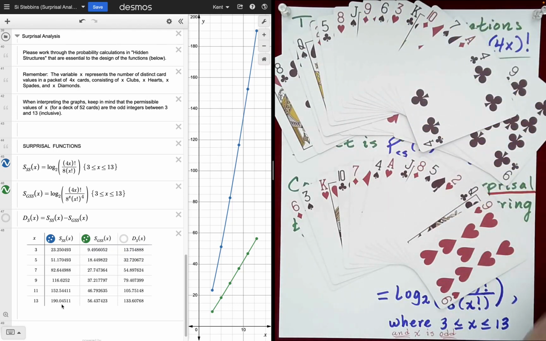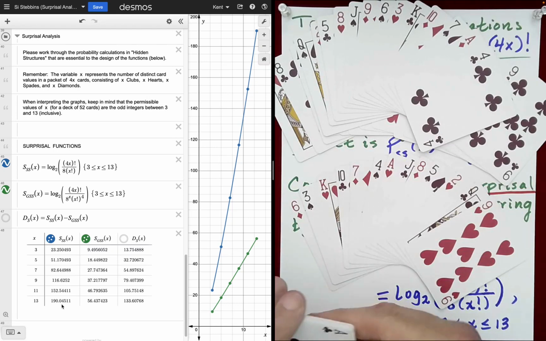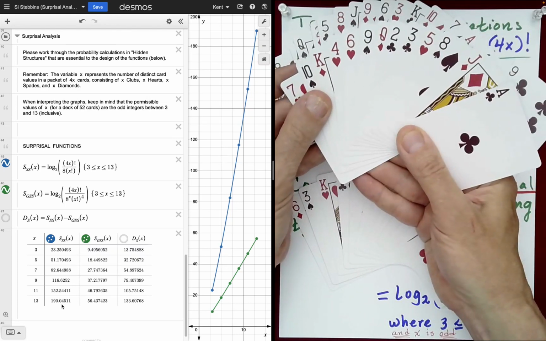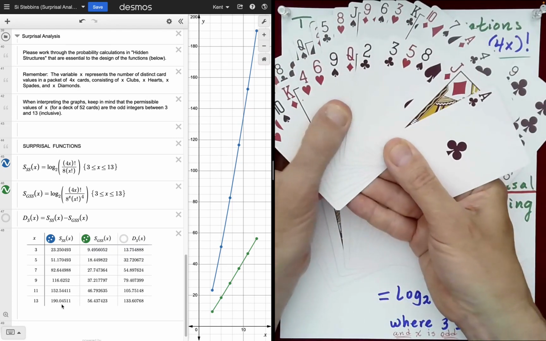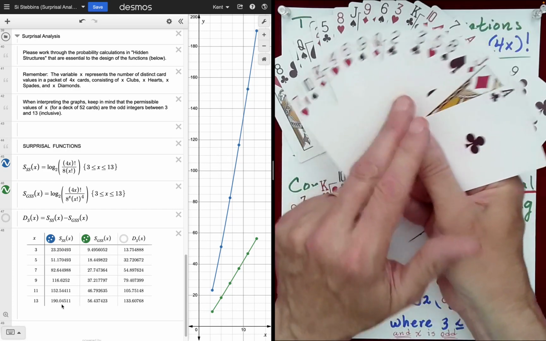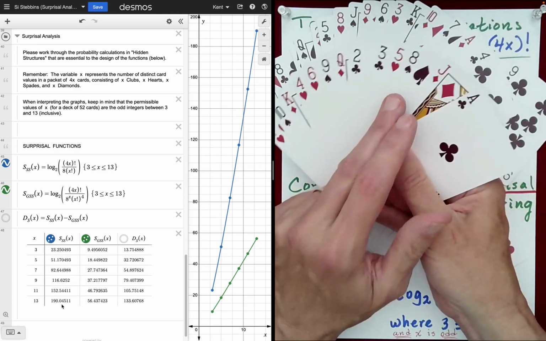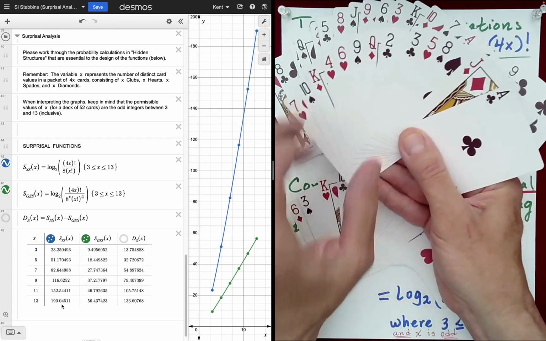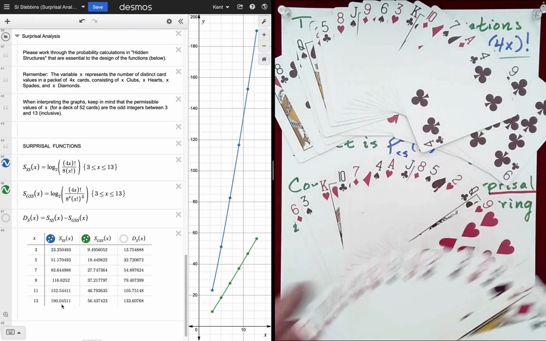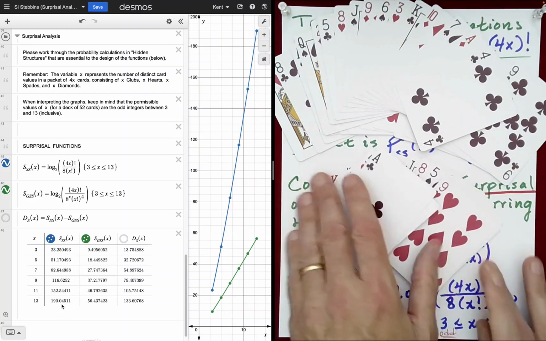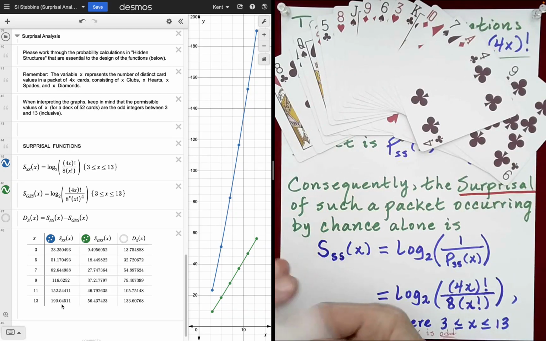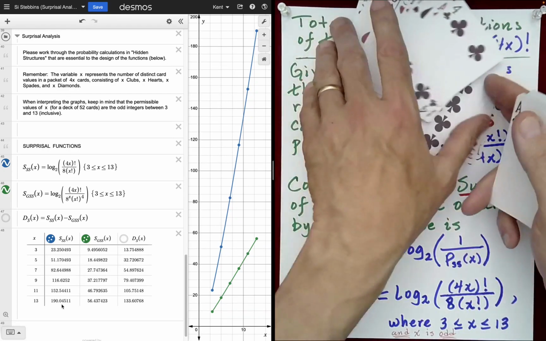Okay, and here is the final one. And maybe I'll just hold it up so we can see it and not get confused with the cards all over the table there. Okay, so we have an ace, a 2, a 3, a 4, a 5, a 6, 7, 8, 9, 10, jack, queen, king. Okay. So let's take a look at the surprisal value of this Gilbreath performance.